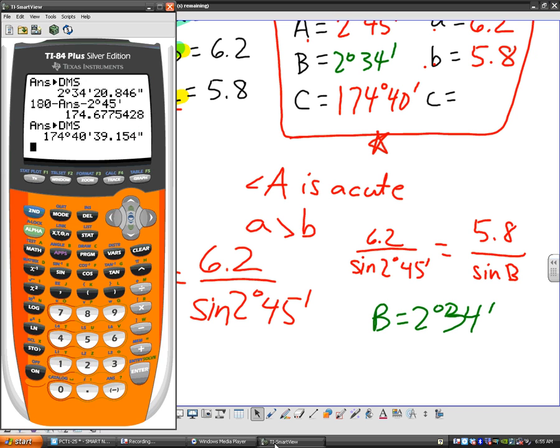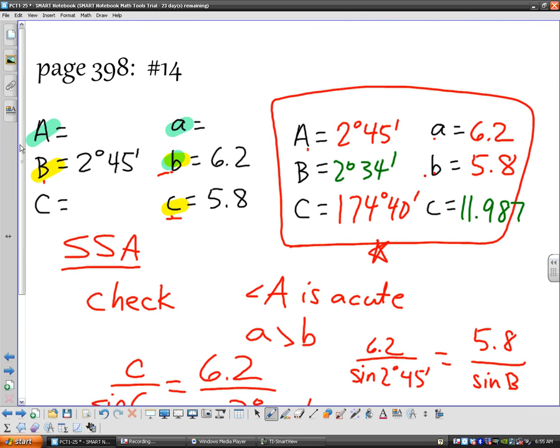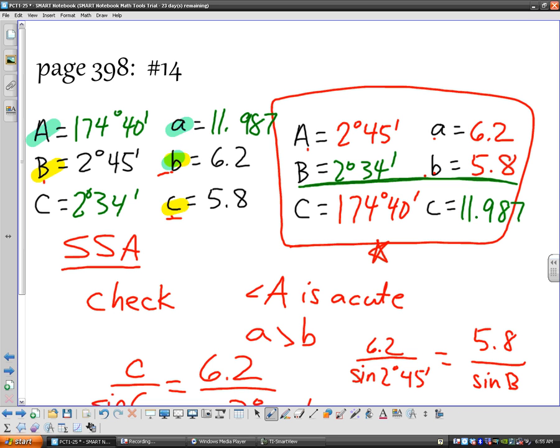All right, so on my calculator, that's 6.2 times the sine of that angle, 174 degrees, divided by the sine of 2 degrees, 45 minutes. So side C is 11.987. Now, if you want to go back and put it in terms of the information that they gave us at the beginning, then angle C would be 2 degrees, 34 minutes, because that goes with, remember we changed it to B over here. And then angle A would be the one that was 174 degrees, 40 minutes, and 11.987 for the side length.